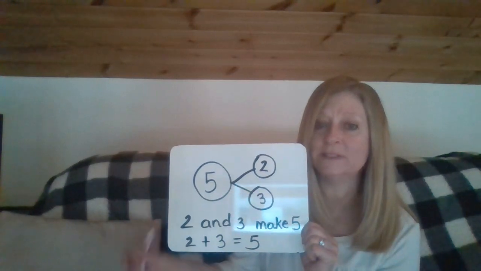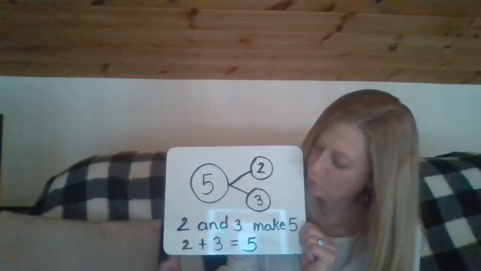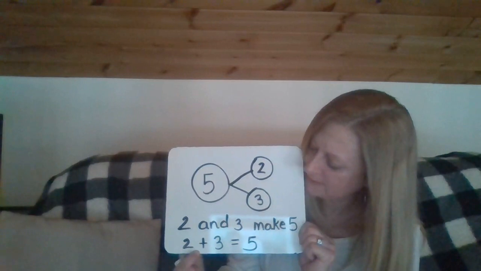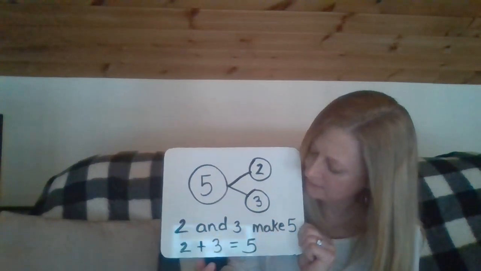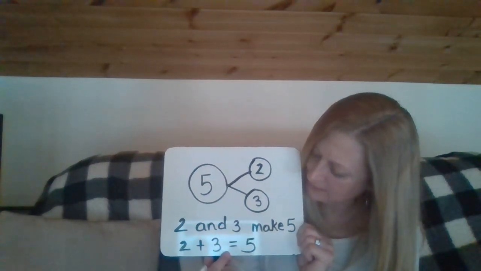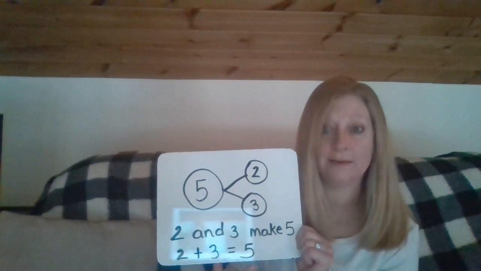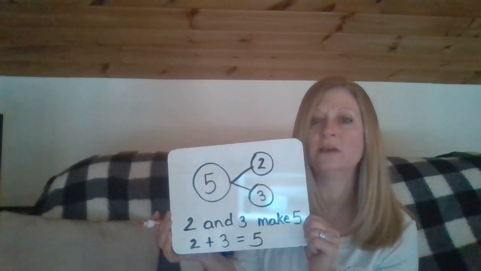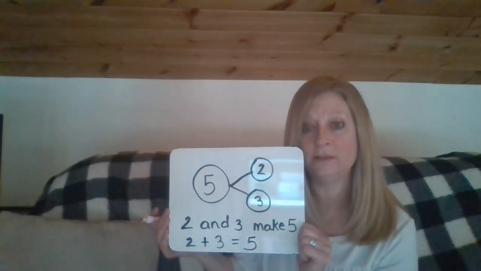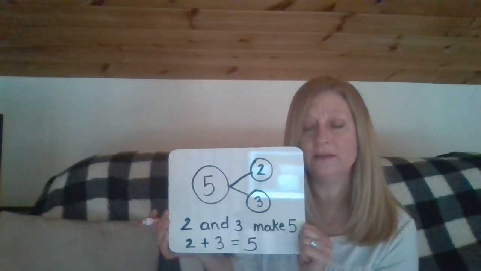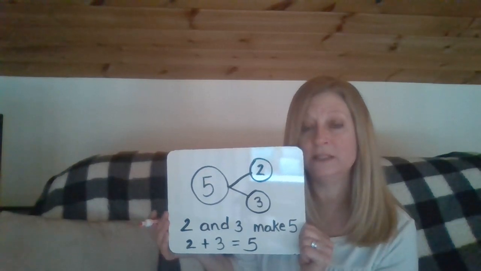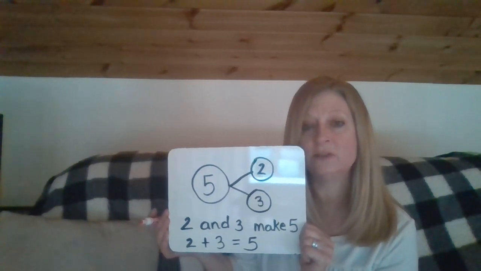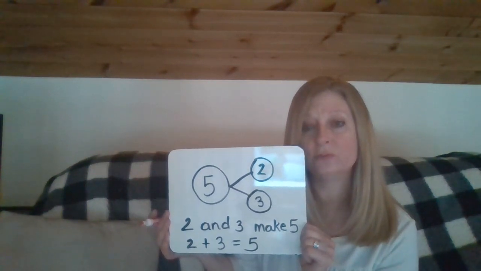And then I could take this one step more and add the plus sign for the word and, and the equal sign for the word make. So that's how we can use a number bond to help us write an addition sentence. Those parts equal the whole. 2 plus 3 equals 5.